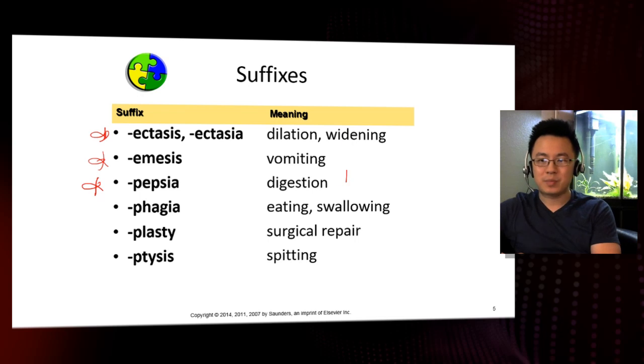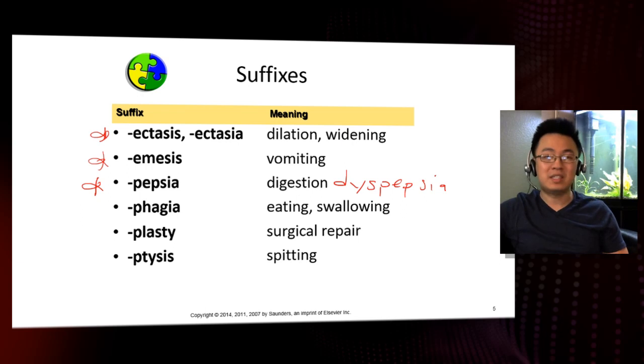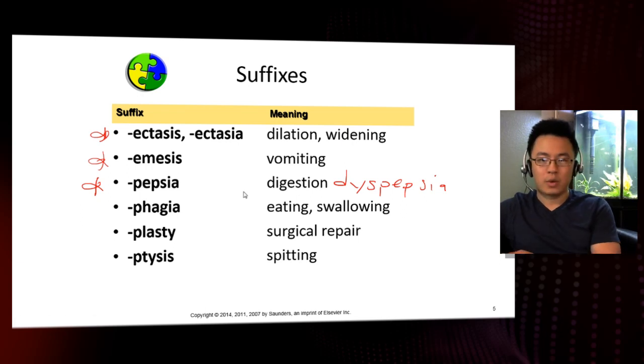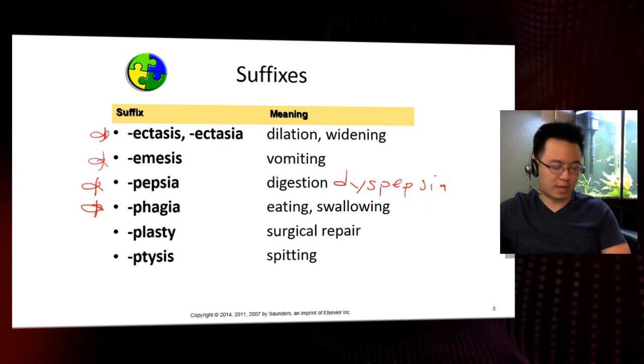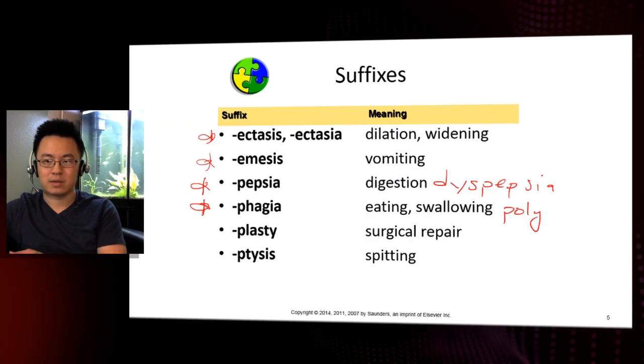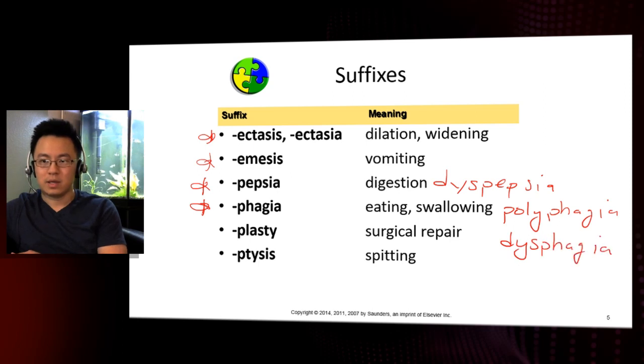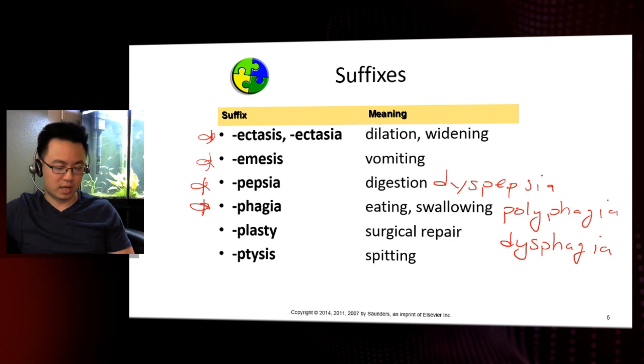So there's a word here, dyspepsia. Dyspepsia here means difficult digestion. We also have here phagia. Be careful with the pronunciation. I like to pronounce it as phagia to stay neutral here. But phagia here means eating or swallowing. For example, polyphagia. Polyphagia here means excessive eating. Dysphagia. Dysphagia here means difficulty swallowing.